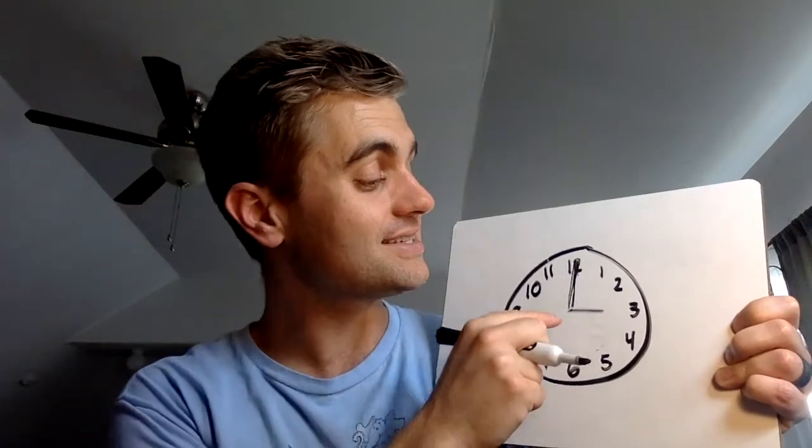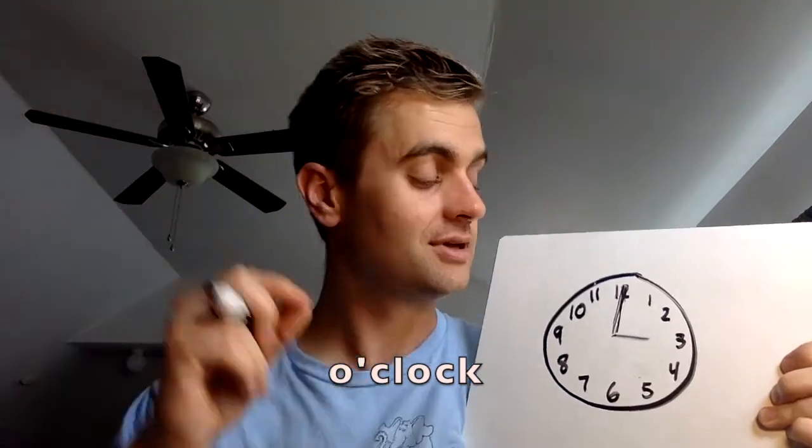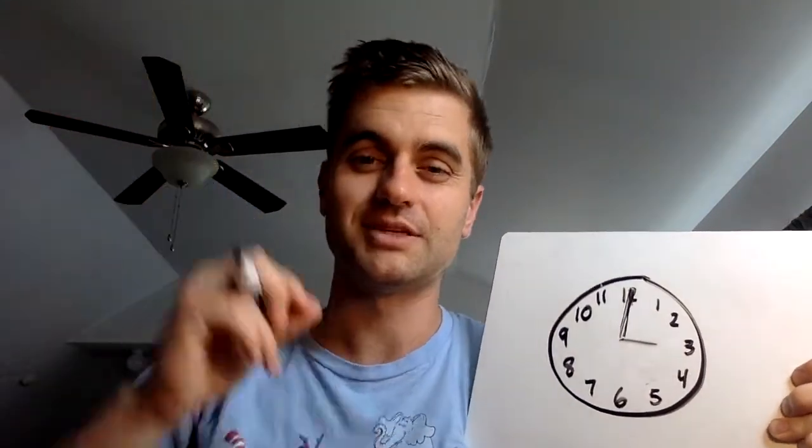Let's look at another example. All right, now in this example, the minute hand is pointing up, so we know it's o'clock. But this time, the hour hand is pointing to the 3. So this is how we would read the time. 3 o'clock. You see how we did that?